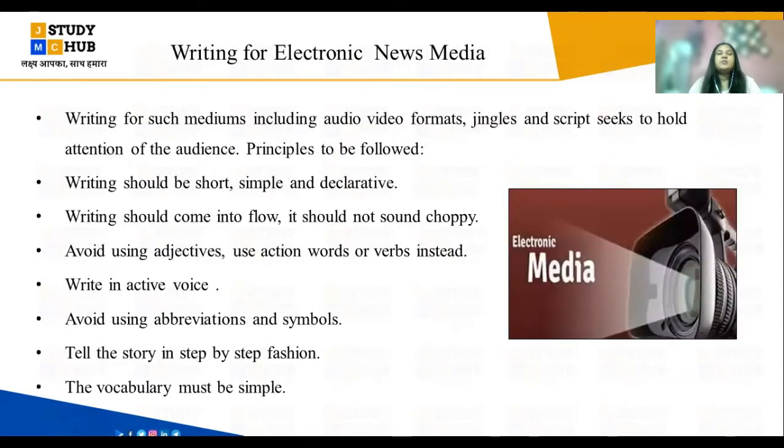The next thing that we will learn is writing for electronic media. See, writing for electronic media basically covers two things, that is radio and television. When we are dealing with radio, you have to keep in mind that there is absolutely no scope of images or any kind of visuals. And when you are dealing with television, there is scope of both audio as well as visuals. So writing for such mediums includes audio video formats, jingles, scripts, and seeks to hold the attention of the audience.